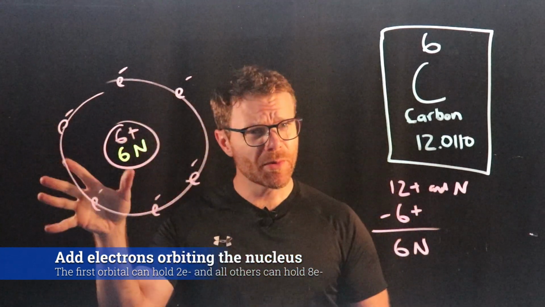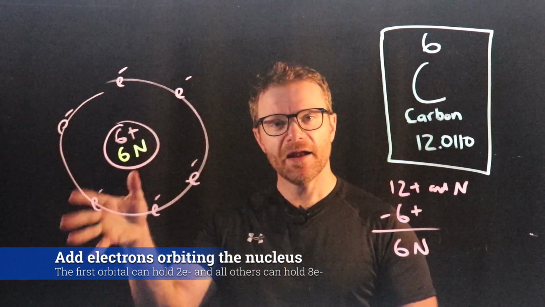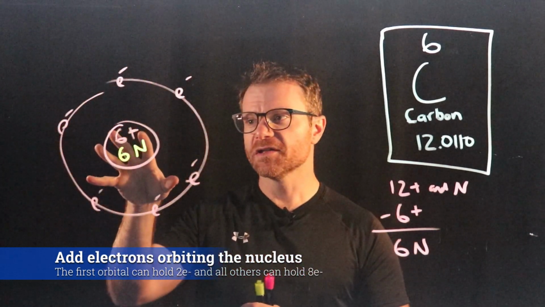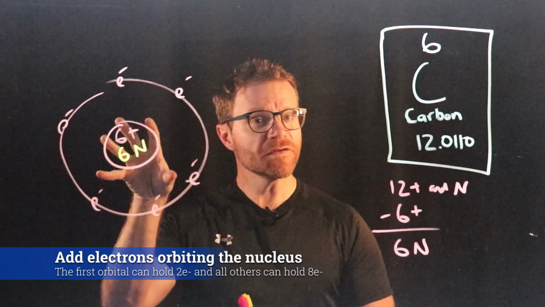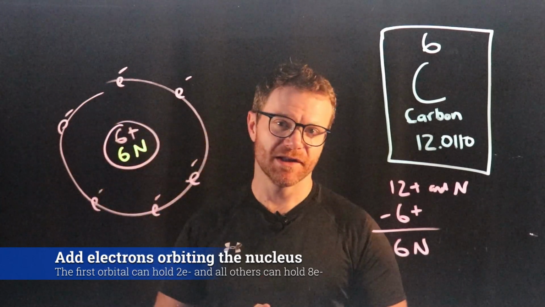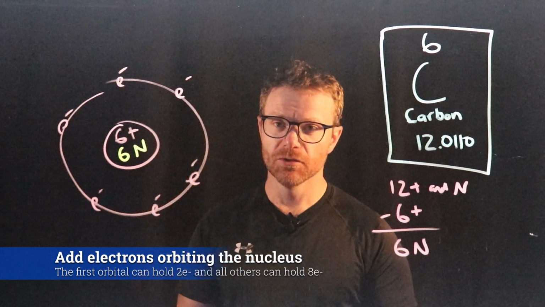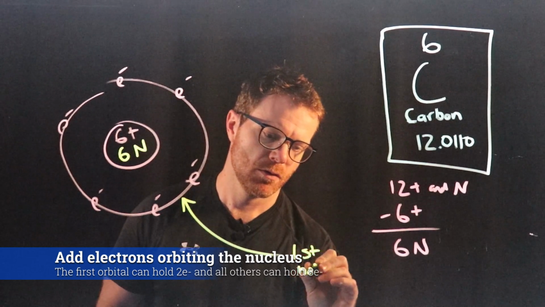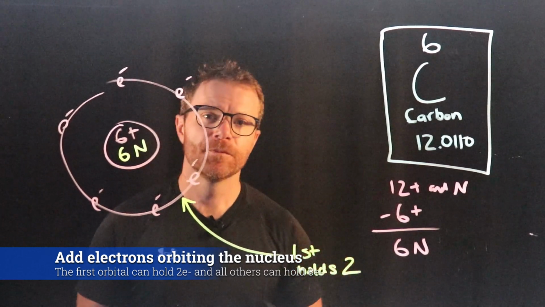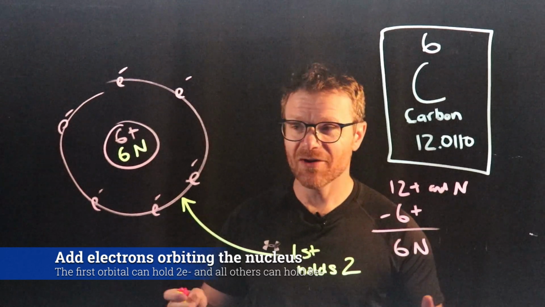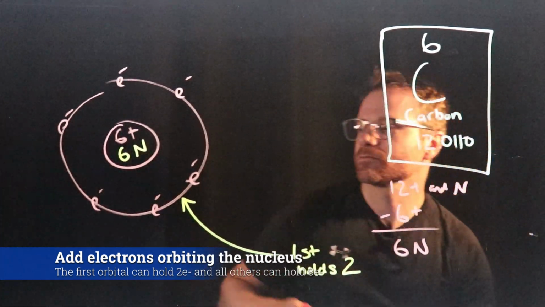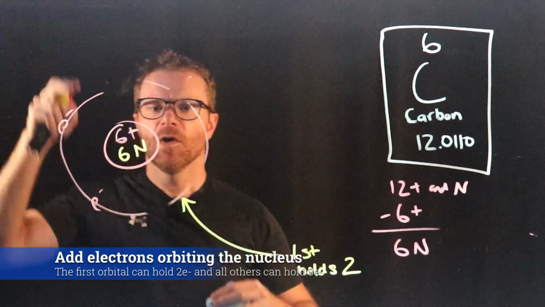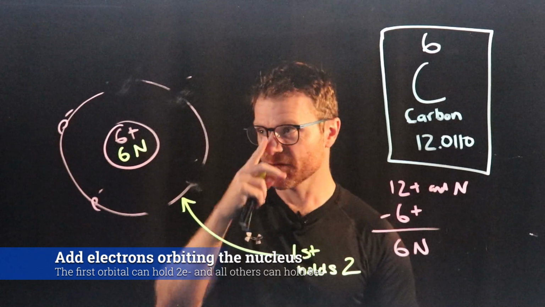Now, there is a problem with what I just did, and that is, as Niels Bohr taught us, electrons orbit the nucleus in distinct energy levels. But this first energy level can't actually hold 6 electrons. It can only hold 2 electrons. So that means we're going to have to take out a bunch of these electrons. Okay, so now I just have 2 electrons in this first energy level.